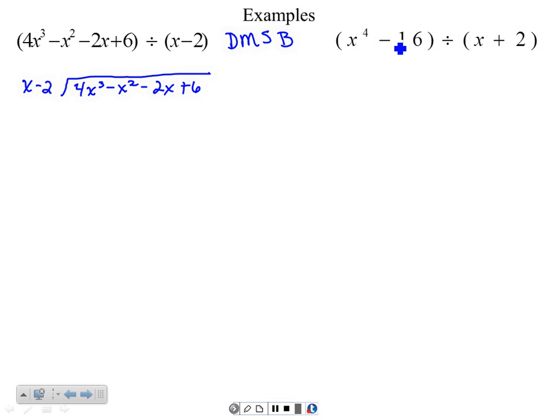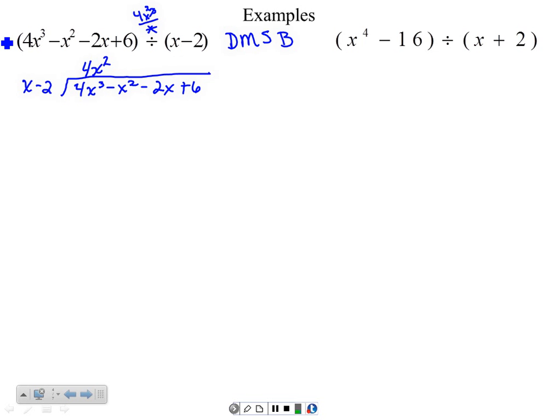Okay, so step number 1, once you get your setup, step number 1 says to take the first term of your dividend and divide it by the first term of your divisor. So you're going to do 4x to the third divided by x. Well, if we do 4x to the third divided by x, this is going to cancel out to 4x squared. So that's what goes on top. So 4x to the third divided by x is 4x squared.